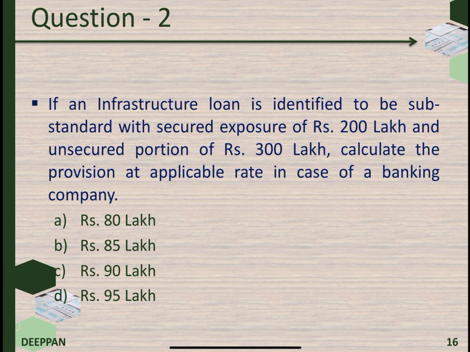If an infrastructure loan is identified to be substandard with a secured exposure of rupees 200 lakhs and unsecured portion of rupees 300 lakh, calculate the provision at applicable rate in case of a banking company. The answer is 90 lakhs.